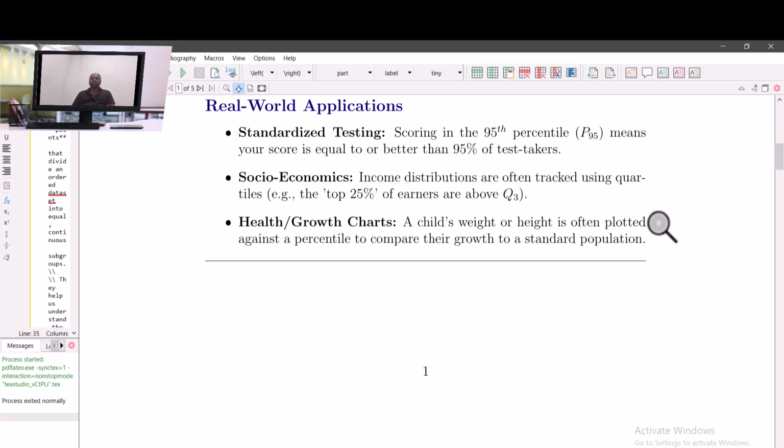And in the health area, or growth charts, a child's weight or height is often plotted against a percentile to compare their growth to a standard population, right? These are the common applications and much more.